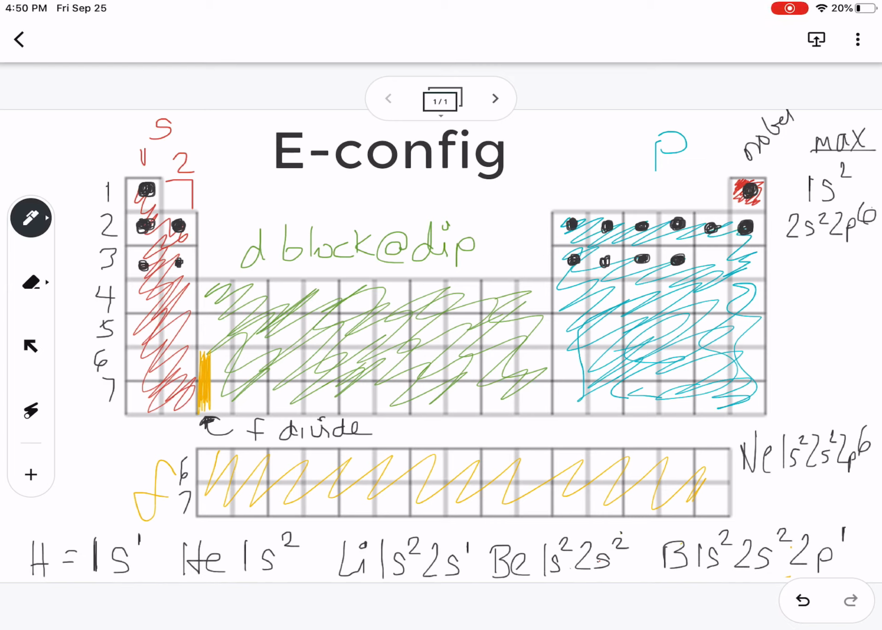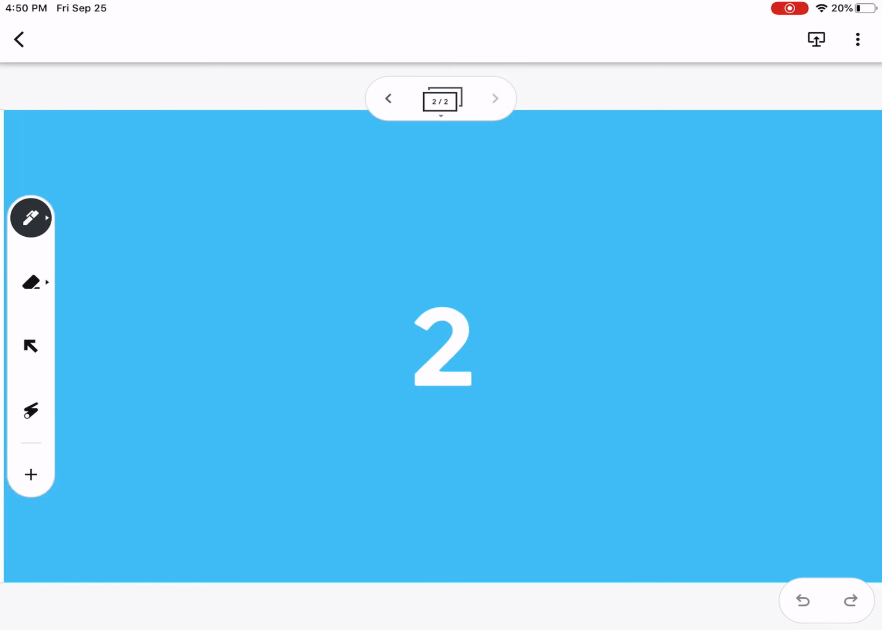Now we have sulfur. 1s2, 2s2, 2p6, 3s2, 3p4. Chlorine. 1s2, 2s2, 2p6, 3s2, 3p5. And now we're coming up to our max one again. 1s2, 2s2, 2p6, 3s2, 3p6. So I'm hoping this is starting to make sense. You might have to watch the video a couple more times. I'm just going to do 2 more, but I'm going to do them on a clean sheet of paper to see how you go.